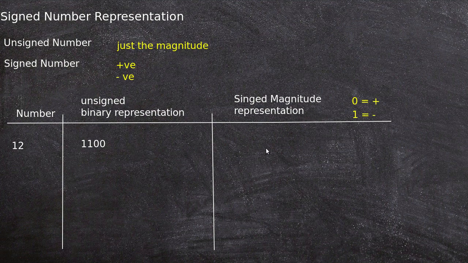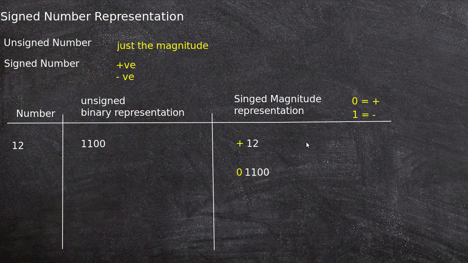So if we represent plus 12, the final representation becomes like this: 0 1 1 0 0. Here the yellow part is the sign, that is plus, which means 0, and the next part is the magnitude, that is 1 1 0 0. We have written it here. So we see that to represent the signed magnitude, one extra bit is necessary.